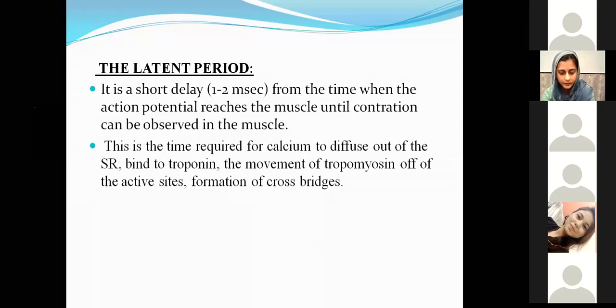So this is what is happening in your latent period, that is the calcium is diffusing out of the sarcoplasmic reticulum, it is binding to the troponin, and the tropomyosin moves off the active site, and then comes the cross-bridge phenomenon. क्रॉस ब्रिजिंग होगी actin और myosin की, and then पूरा contraction का जो excitation contraction का mechanism है वो होगा.